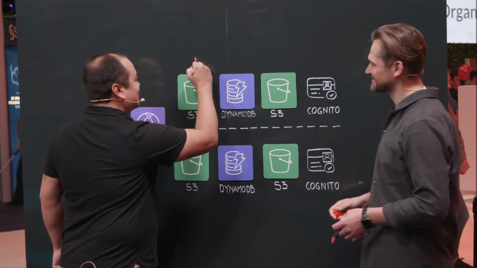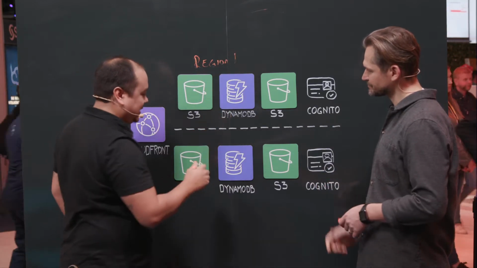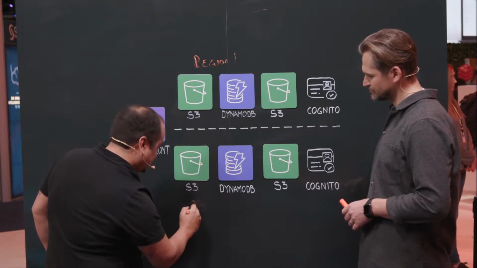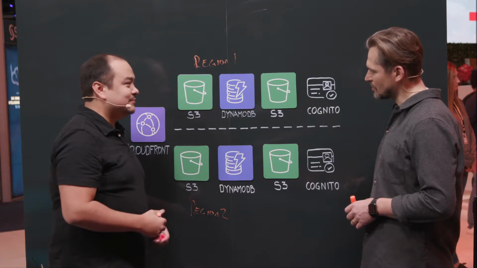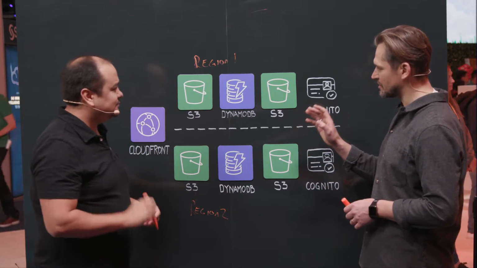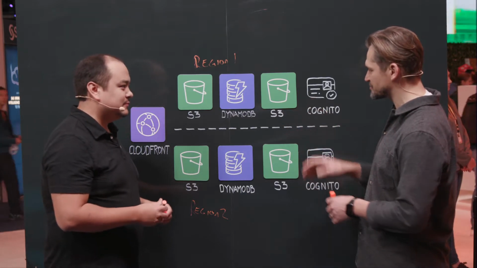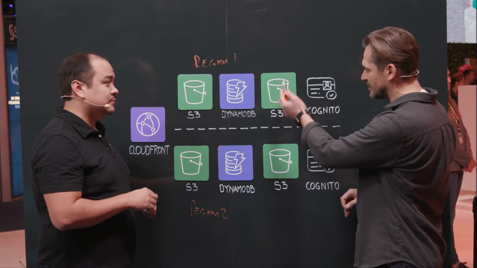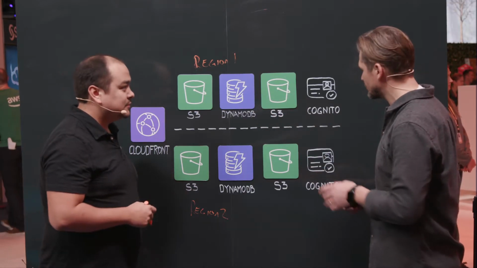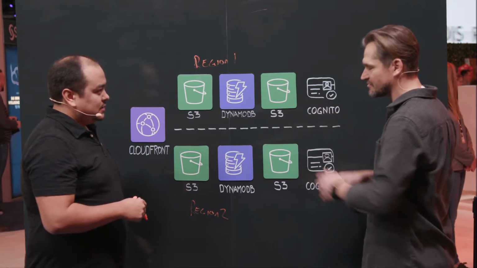So I'll call it a primary region or region 1, and a secondary region, region 2. All right, so you say it's an N-tier or multi-tier application. Two things I want to look at, actually three things. We have the key value store layer, we have an object storage layer, and we have an identity layer with Cognito. So what happens in terms of multi-regional application here?